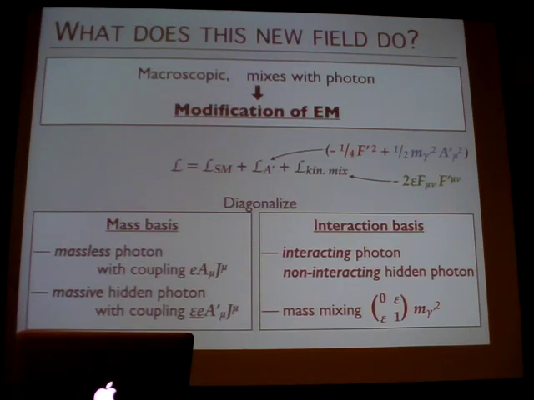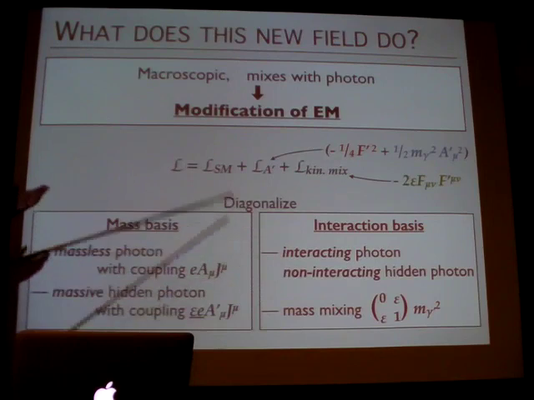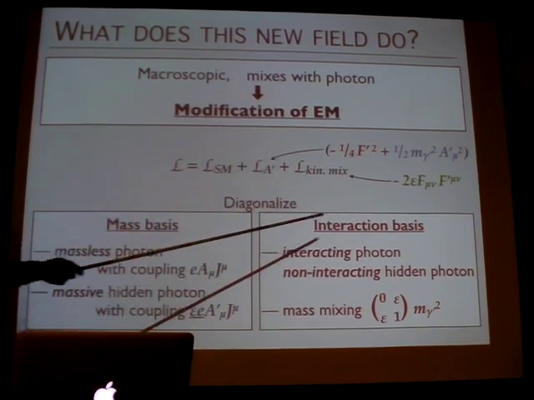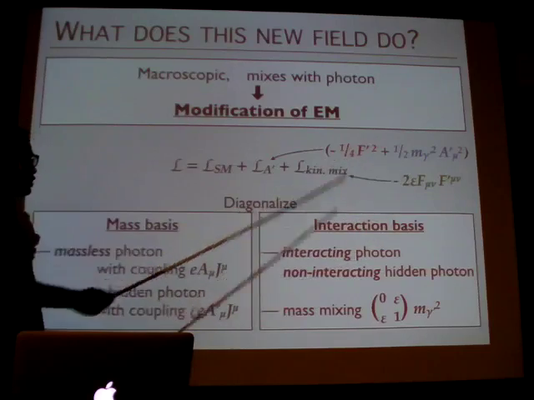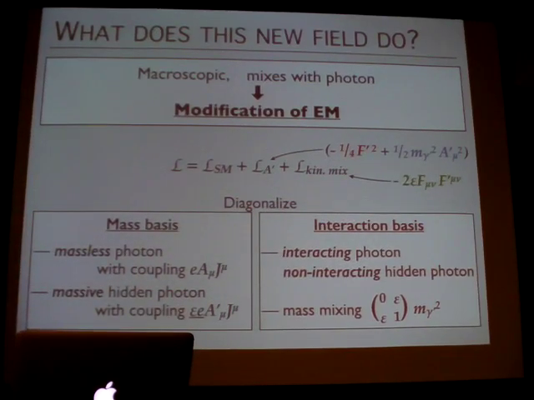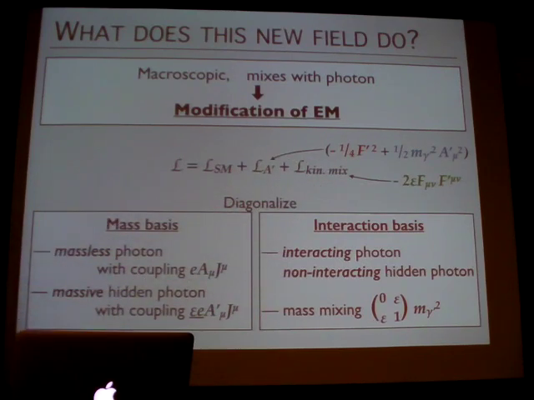Here's the key point about this whole story, right? I've got two very light particles. I've got the massless photon, and I've got a slightly massive hidden photon, right? The two of them are mixed in this particular way through that coupling. And one can find two different bases in which one can talk about this. One is the mass basis, right? Where basically what you do is you diagonalize that term, and you end up with 2 degrees of freedom.